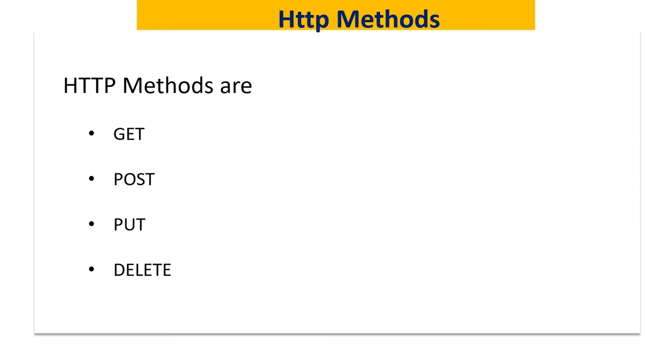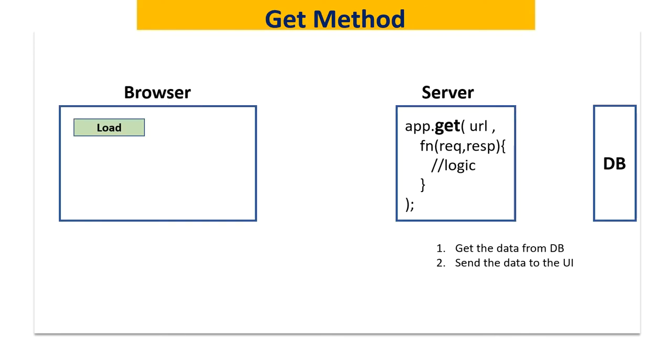There are many HTTP methods, but in general, in any web application, we are going to use the get method, post method, put method, and delete method. So what exactly are these methods, what are the design scenarios, and when should I use which method? Let us discuss. The first one, get method.